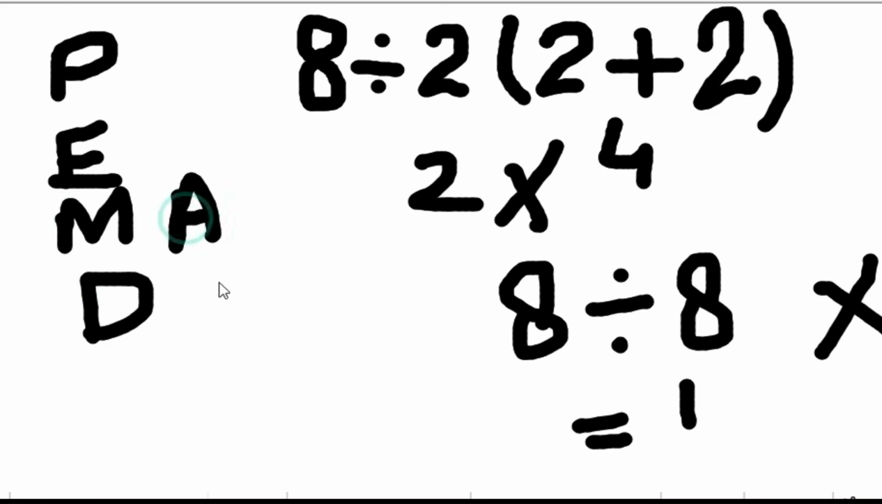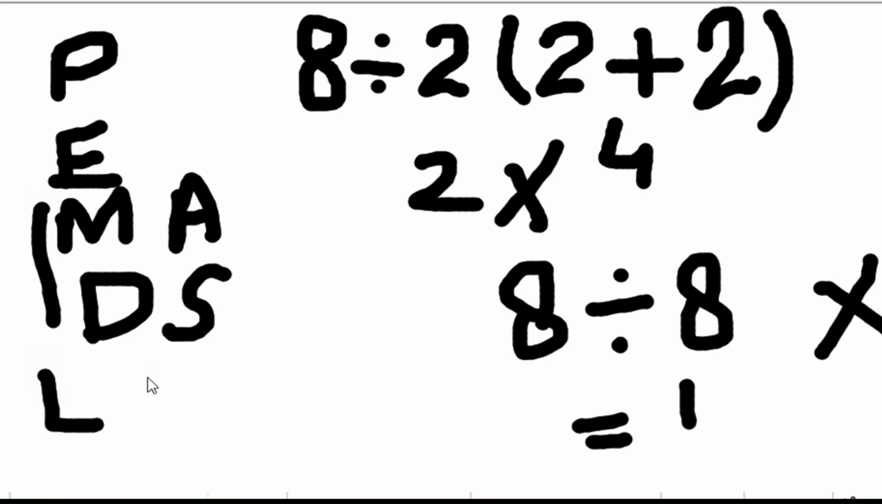Remember that multiplication and division have equal priority and we have to work from left to right, and the same applies to addition and subtraction. In this expression we have one division, one multiplication, and one parenthesis. Inside this parenthesis we have one addition.